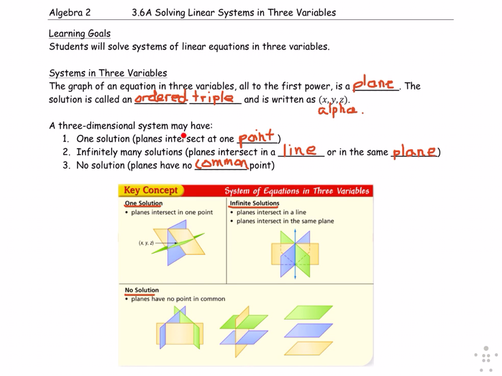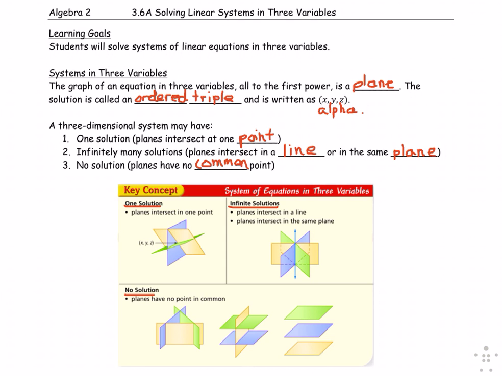Now, a 3-dimensional system may have one solution, infinitely many, or no solution at all. One solution occurs when the planes intersect at one point, like down here. So that is the one point of intersection. You get one X, one Y, and one Z that make all 3 equations true at the same time.